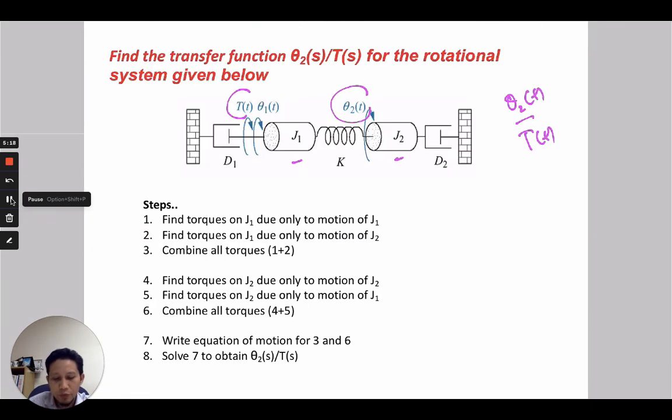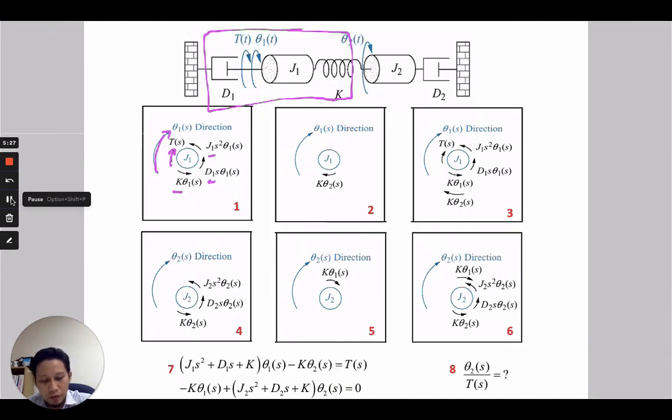For step 2, we find torques on J1 due only to motion of J2. In this case, J2 is connected to the spring K, so we have to consider as well the direction of theta 2 due to motion of J2. So we combine step 1 and step 2 here, and we come up with a diagram of step 3. We can use this diagram to write the equation of motion of the inertia J1.